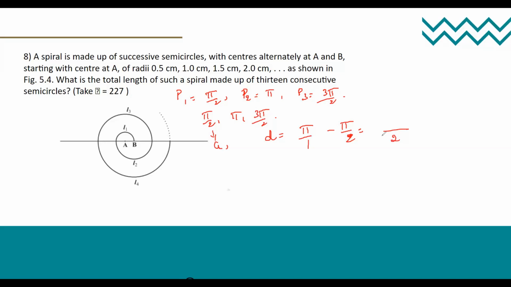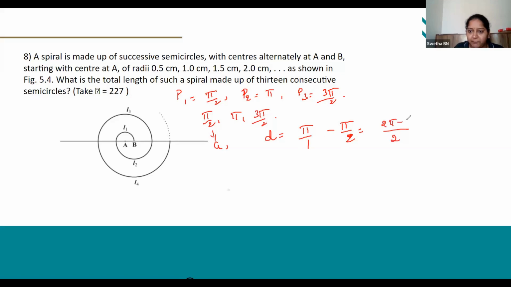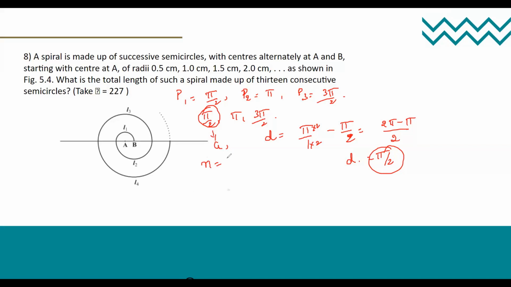Okay. So I will write it as 2 pi minus pi right now. So to make it 2, I will multiply by 2. 2 pi minus pi, that is equal to pi by 2. What is it? It is D. And A is also pi by 2. Right? So what is N here? How many semicircles are there? Ma'am, 13. 13 is N.